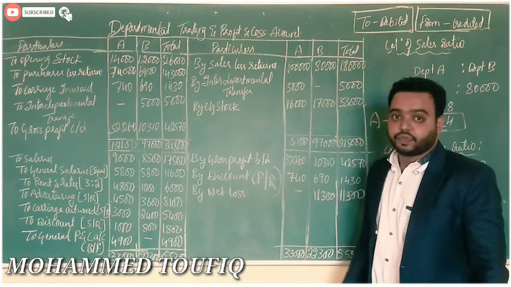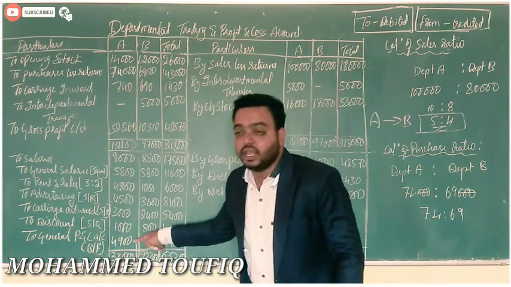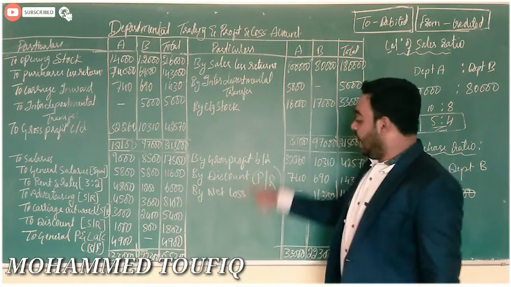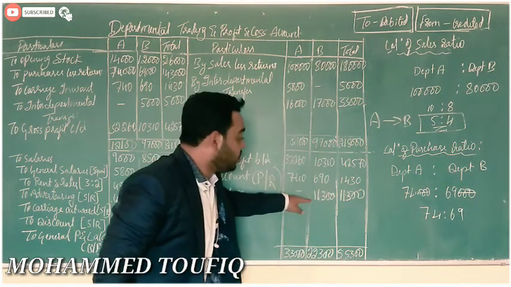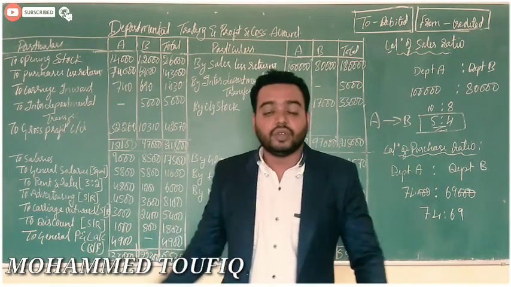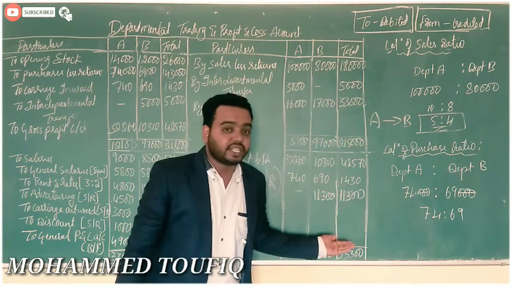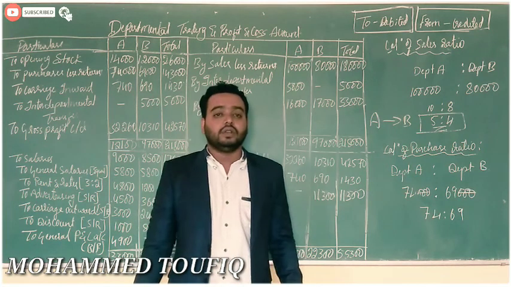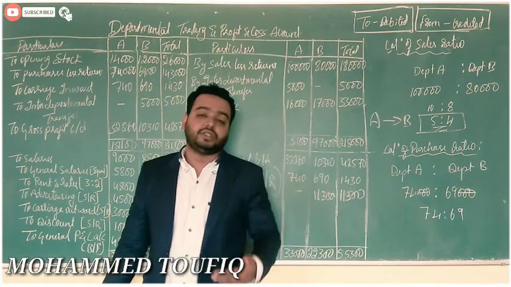Department A has a profit of 4,900, which is transferred to general profit and loss account, and department B has a net loss of 11,300, which is transferred to general profit and loss account. So we got a debit side balancing figure for department A where we have a profit, and we got a credit side balancing figure for department B where we have a loss. So this is the answer and solution for the question which we have tried understanding.